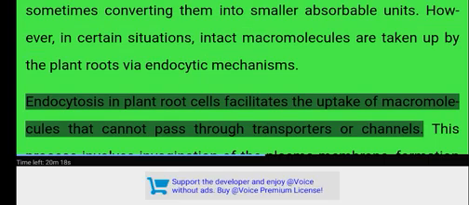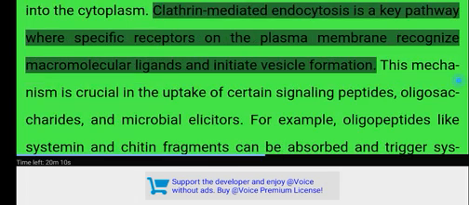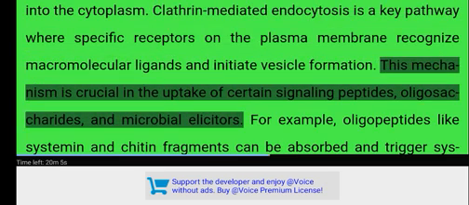Endocytosis in plant root cells facilitates the uptake of macromolecules that cannot pass through transporters or channels. This process involves invagination of the plasma membrane, formation of endocytic vesicles, and internalization of the target molecule into the cytoplasm. Clathrin-mediated endocytosis is a key pathway where specific receptors on the plasma membrane recognize macromolecular ligands and initiate vesicle formation. This mechanism is crucial in the uptake of certain signaling peptides, oligosaccharides, and microbial elicitors.